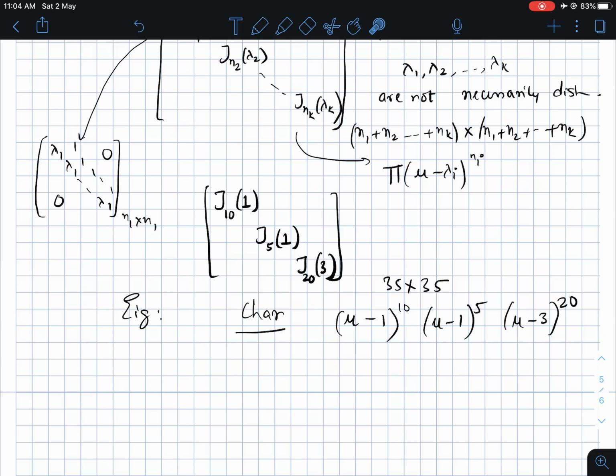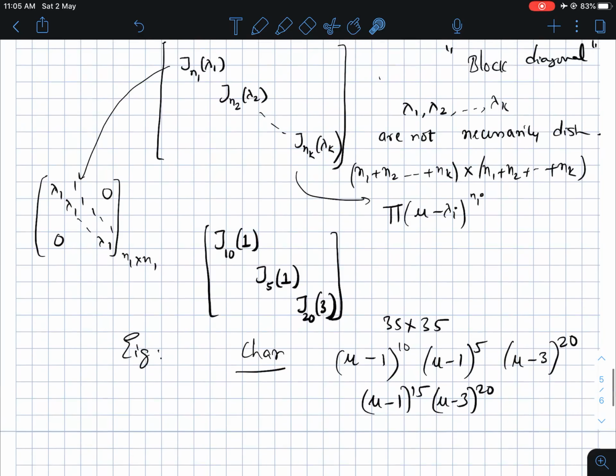For example, if you write this here, it's going to be (mu minus 1) to the 15 times (mu minus 3) to the 20, correct? So what you're seeing here is that 20 is the algebraic multiplicity of 3. That is basically the size of the Jordan block corresponding to 3. 15 is the algebraic multiplicity corresponding to 1, and that is the sum of the sizes of the Jordan blocks corresponding to 1.